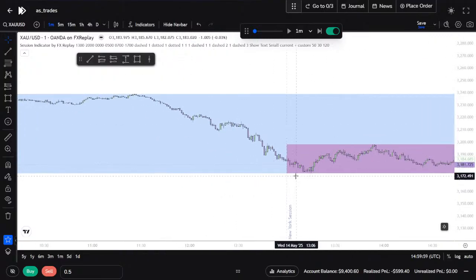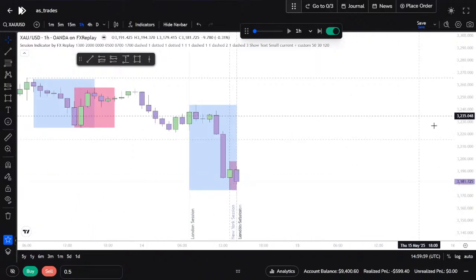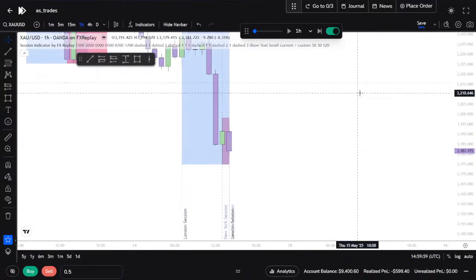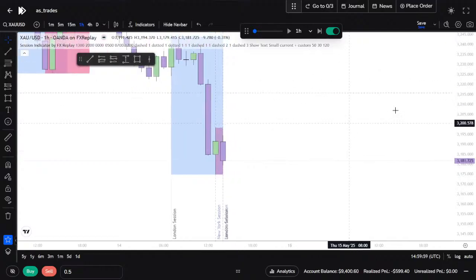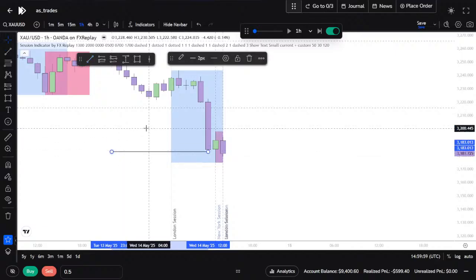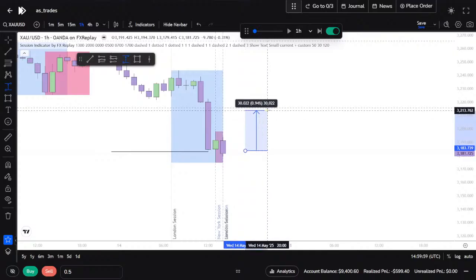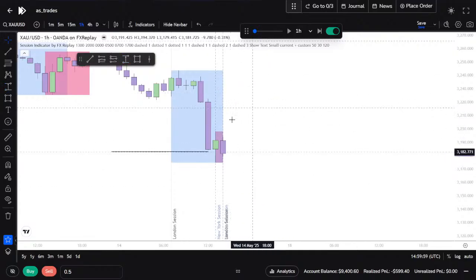Now that it's gone into New York. Oh, okay, I see what's going on here. The actual real previous session low was this, but it already took that out, and then we're looking for signs of reversal, but that's pretty much already happened. So I basically missed out. Oh gosh.